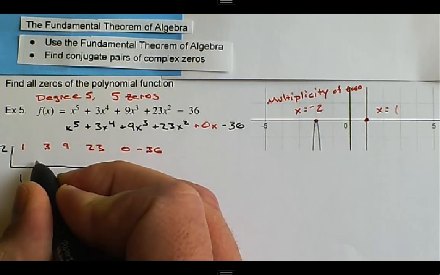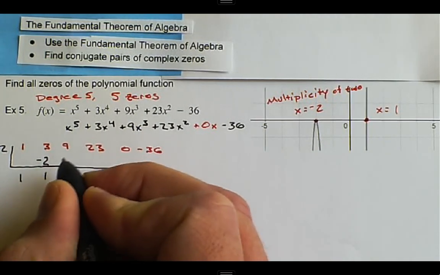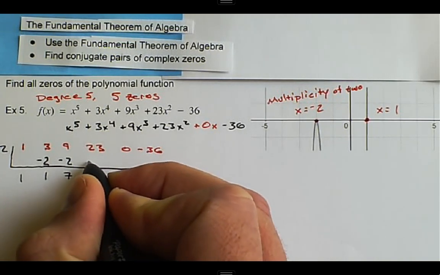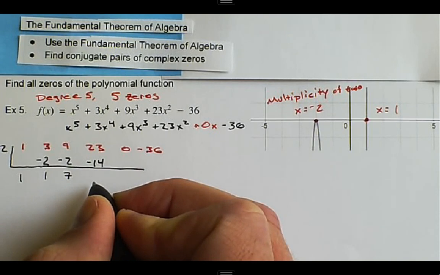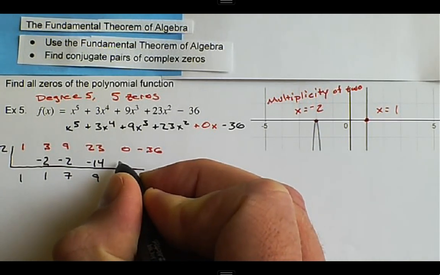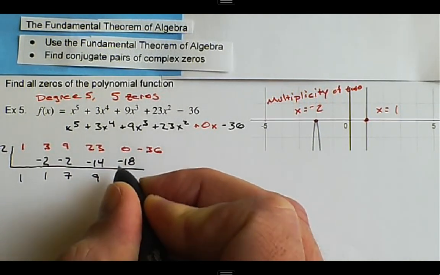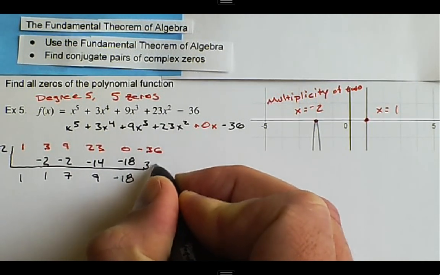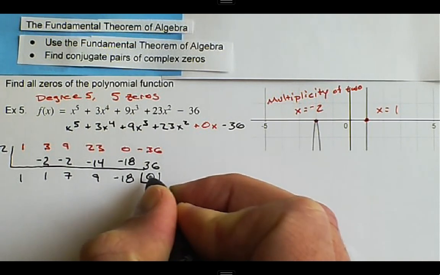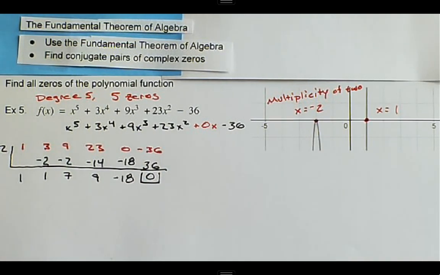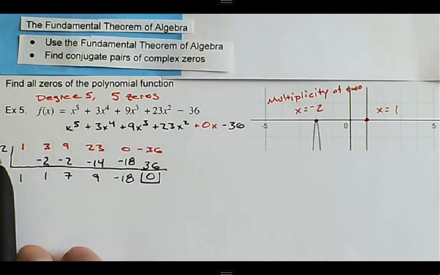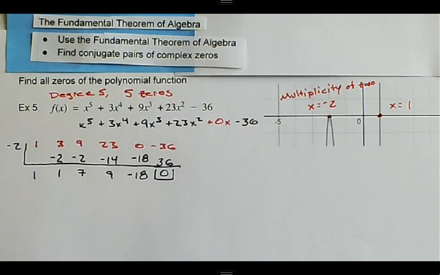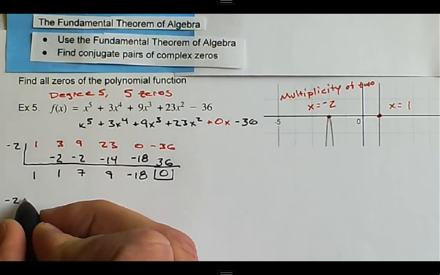So we get 1, multiply, we get -2, add down, we get 1, multiply, we get -2, add down, we get 7, multiply, we get -14, add down, we get 9, multiply on the diagonal, we get -18, add down, we get -18, multiply on the diagonal, we get +36, add down, we get a remainder of 0. So we knew that was going to happen, and we actually know that it's going to happen one more time because we have a multiplicity of 2 at -2, so we're going to substitute in -2 again.